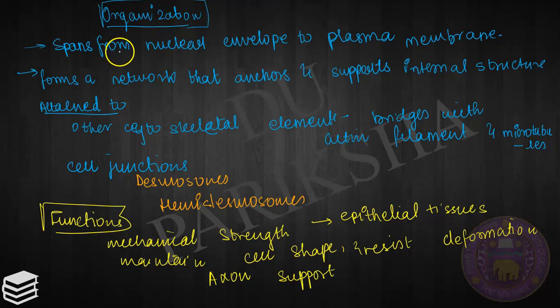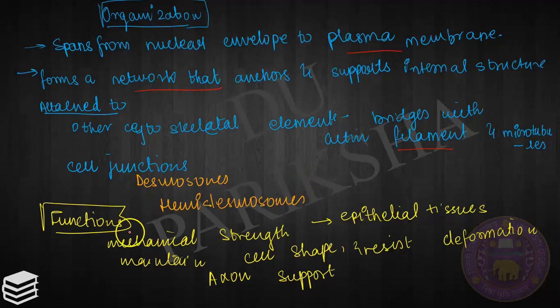So intermediate filaments form a network that anchors and supports the internal structure, extending from the nucleus to the plasma membrane. It is also attached to other cytoskeletal elements, as it bridges with actin filaments and microtubules by plectin, and it is also associated with cell junctions like desmosomes and hemidesmosomes.